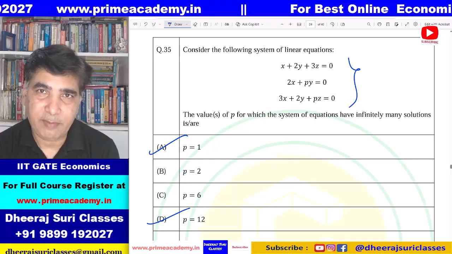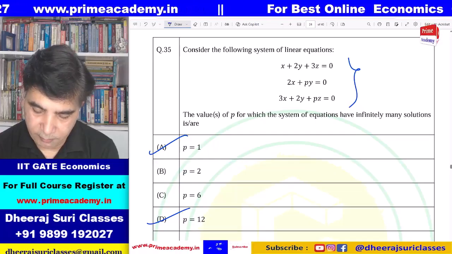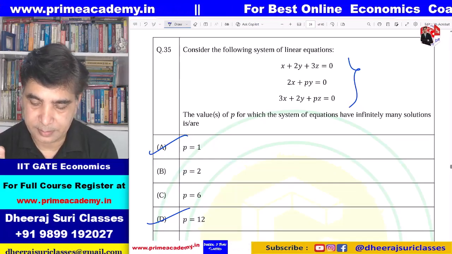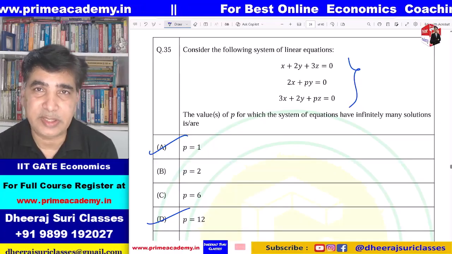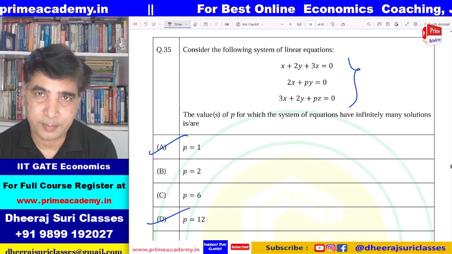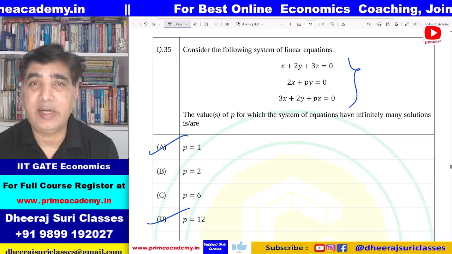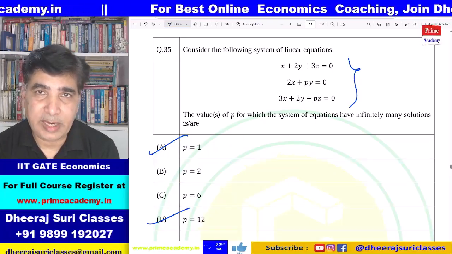In answer A, we have p is equal to 1. In answer D, we have p is equal to 12. So both are the answers. When p is 1, we will have D equal to 0, so we'll have infinitely many solutions. When p is 12, again we'll have D equal to 0 and we'll have infinitely many solutions.